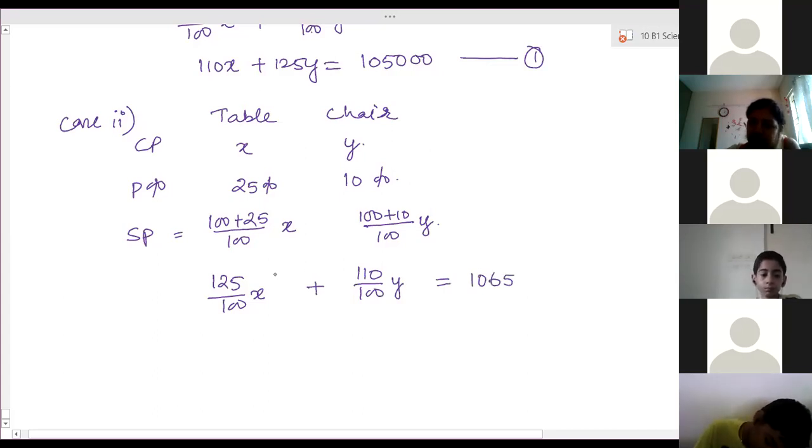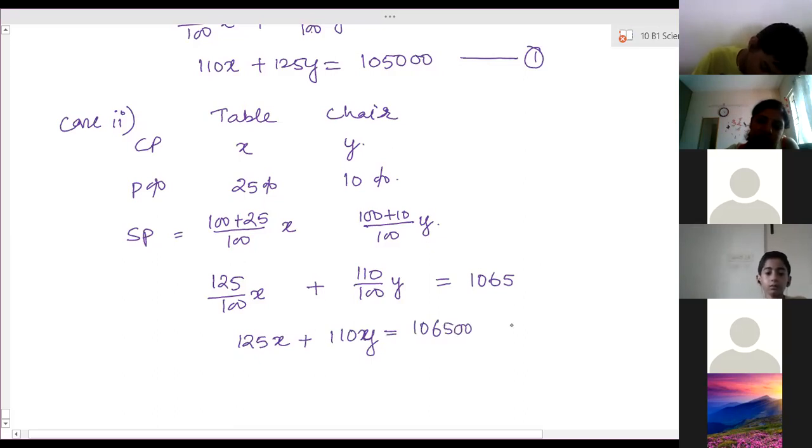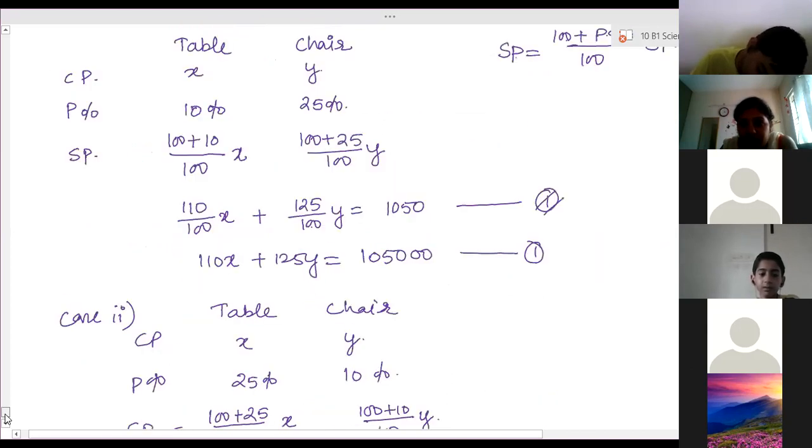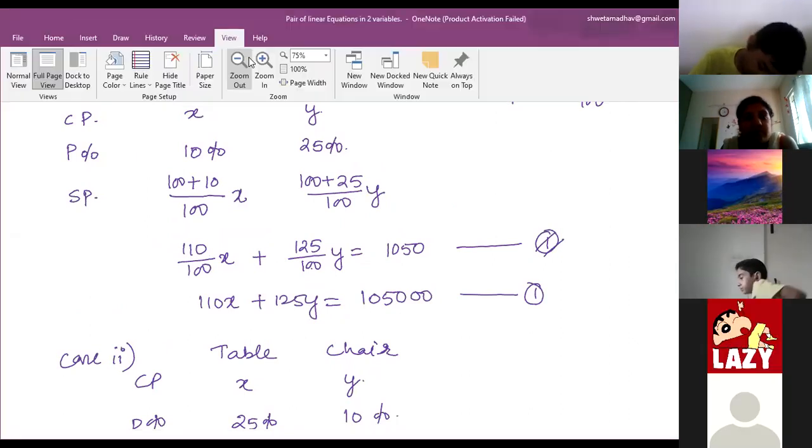Clear equation? Yes, ma'am. So 125x plus 110y is equal to 106500. This is the second equation. Now here you can see the coefficients are interchanged, so you can use the method of addition and subtraction. Clear, everyone? Yes, ma'am.